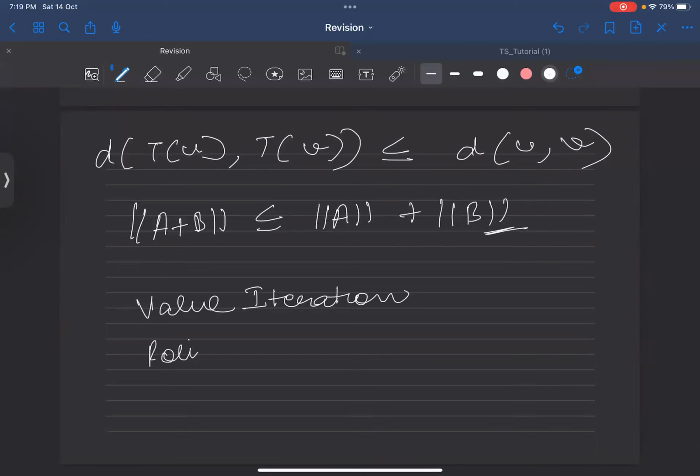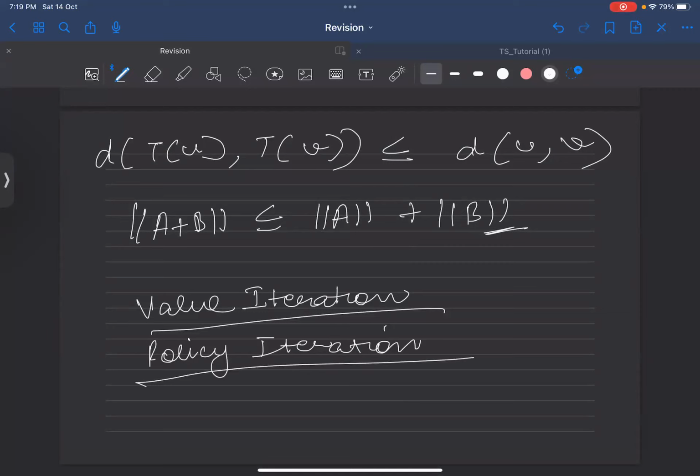Can someone comment, what is value iteration? Madam, just again a notation issue. When you say value, it implies both V of S and Q of S comma A, correct? Both. Yes. Okay, can someone tell me what is value iteration?